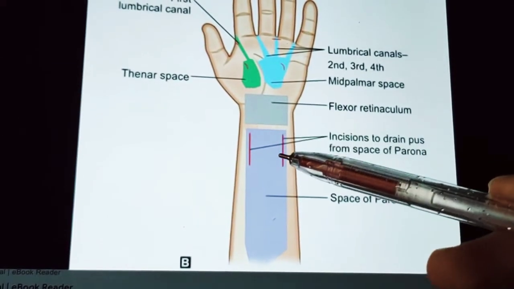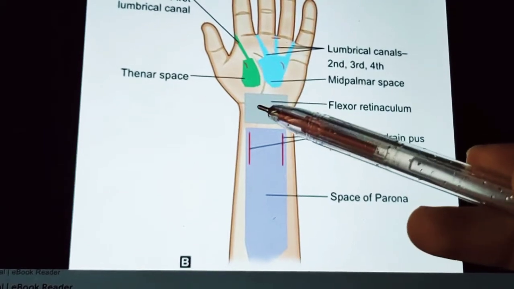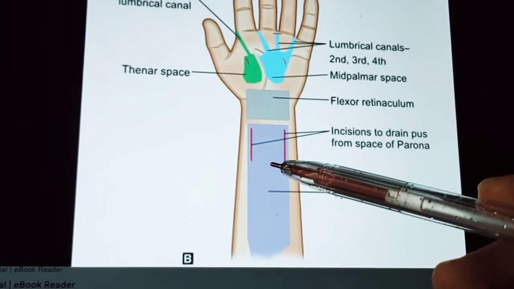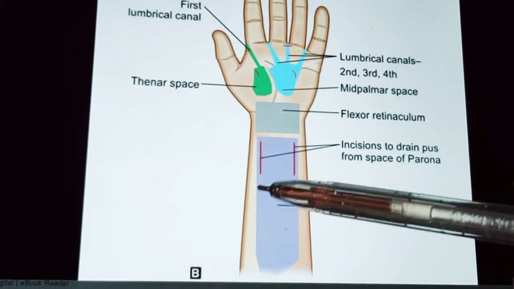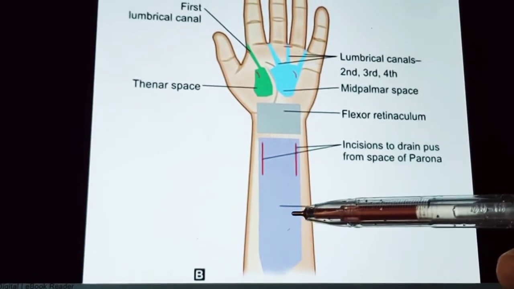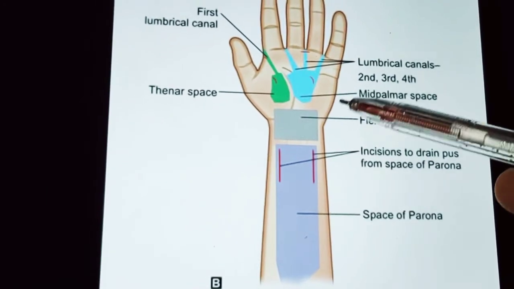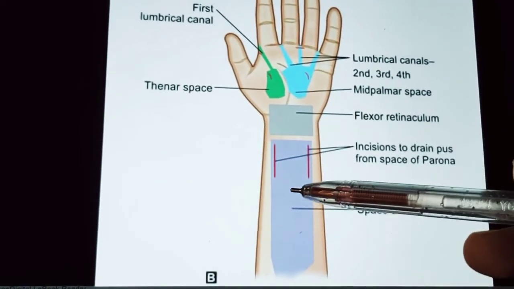The proximal part of the flexor synovial sheaths protrudes into the forearm space, and the forearm space may be infected through infections in related synovial sheaths, especially the ulnar bursa, meaning this side. If there is any infection of the ulnar bursa, it may easily spread to the space of Parona, and pus points at the margins of the distal part of the forearm, where it may be drained. So here the pus may be drained.